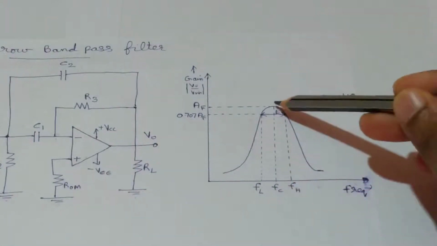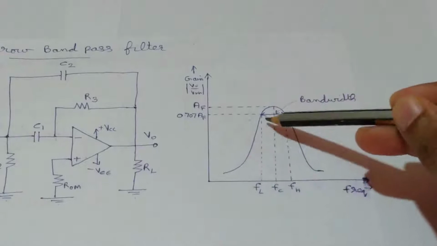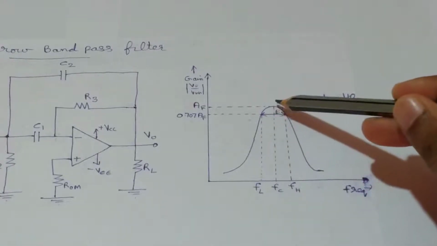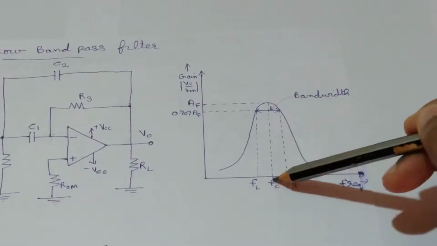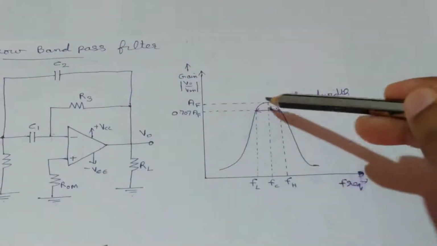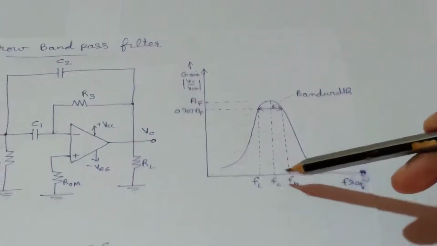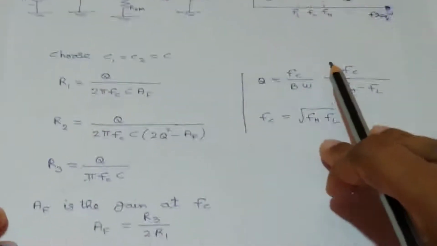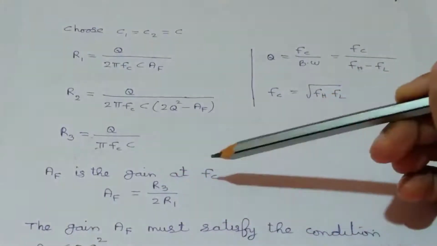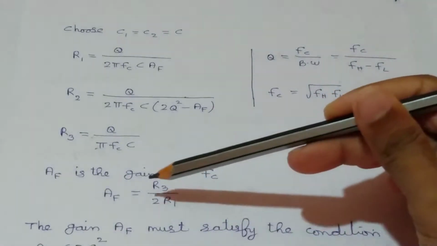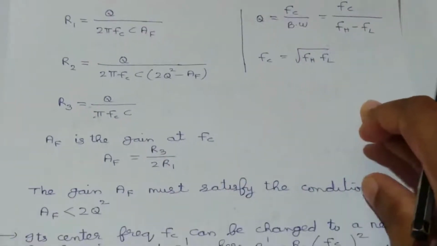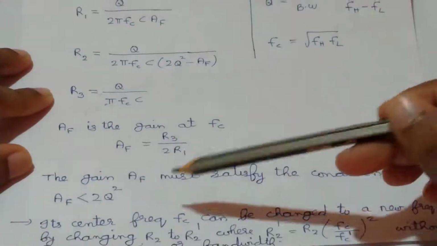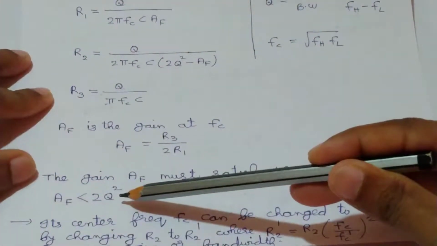Okay, and this AF is the gain at the center frequency Fc. Here the bandwidth is narrow and we can see we will get the maximum output voltage at the center frequency Fc, and AF is the gain at that center frequency Fc. And for this AF value there is a condition. AF, which is the gain at the center frequency Fc, should be equal to R3 divided by 2R1. Now this gain AF must satisfy the condition AF should be less than 2Q square.